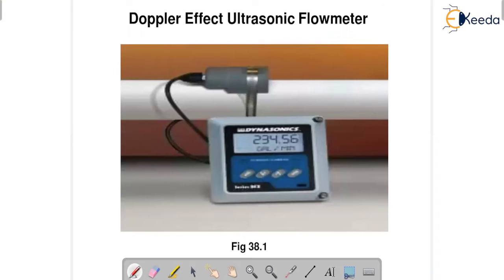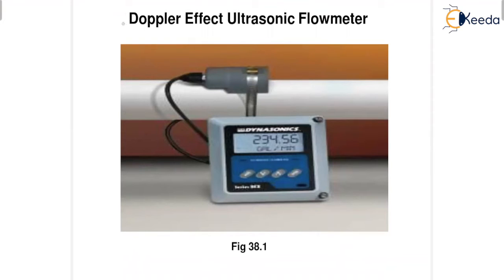This is the physical device of the Doppler effect ultrasonic flow meter, my dear students. This particular one is connected to the pipe, and with respect to that, we are sending the ultrasonic signals. This is the flow of the liquid inside the pipe, my dear students. Whatever liquid I'm passing, I have connected this to know the measurement of the flow. I'm going to use this particular instrument here to get the values, my dear students.